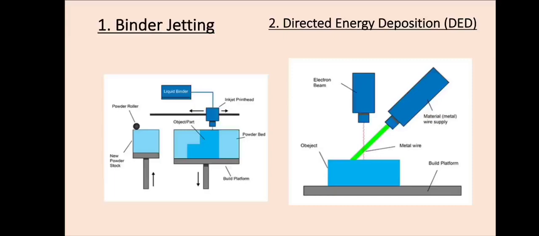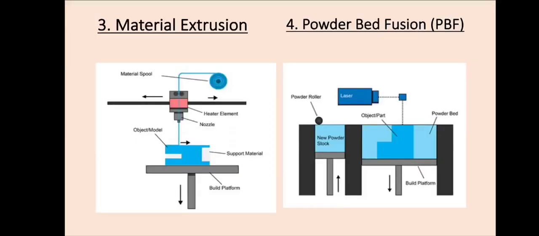In the directed energy deposition process, we deposit the material, and an electron or laser beam is directed onto it, converting it into melted or liquid form. Layer by layer deposition of the melted material takes place. All the layers fuse together because they are already in the melted form, and this process is repeated until the product is formed.